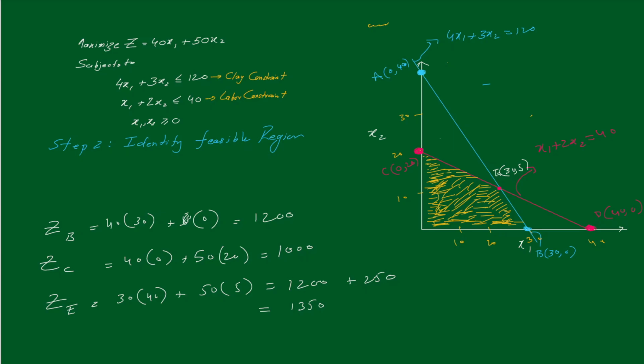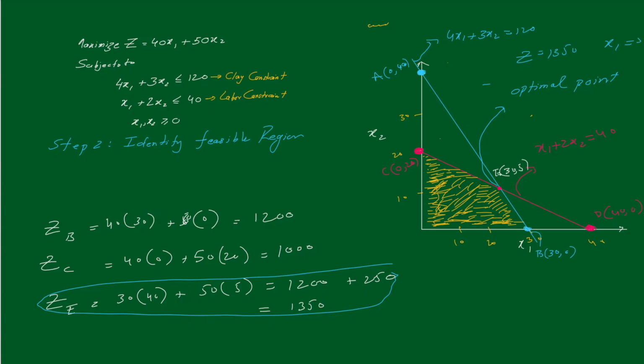In this case, this point has the highest value, so we call this point E the optimal point. At this optimal point, we have the value of Z equals 1350, the value of X1 is 30, and the value of X2 is 5. So this is the solution to the linear programming model, which means that if the company produces 30 bowls and 5 mugs, they can get the maximum profit of $1,350. That's all.